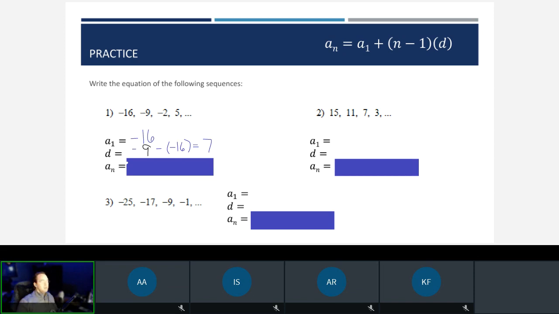Okay, and then let's go ahead and plug this stuff into our formula. So we should have negative 16 as our a sub 1 plus the quantity n minus 1 times your common difference. Now, right here, where I have this 7 in parentheses, you don't need to put it in parentheses. You do if it's negative, of course, but if it's positive, you don't have to. I think in some examples I do and some I don't.